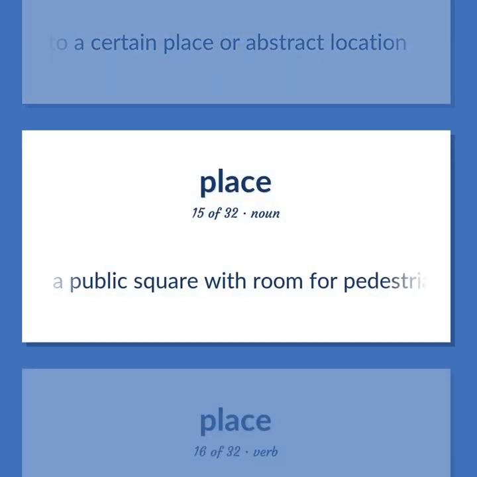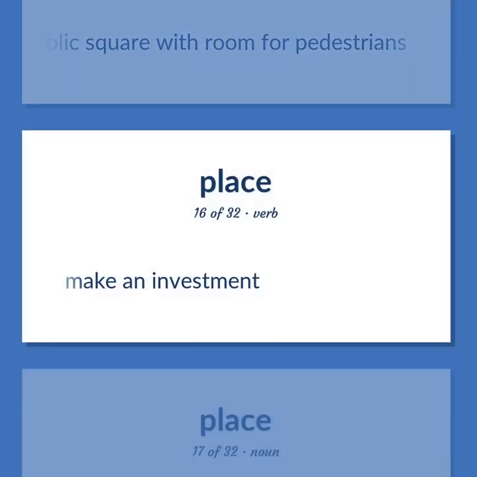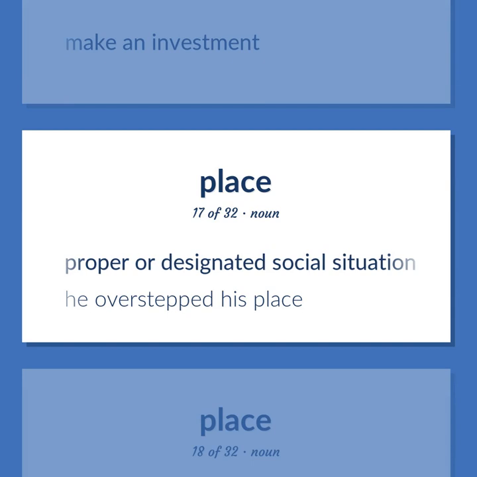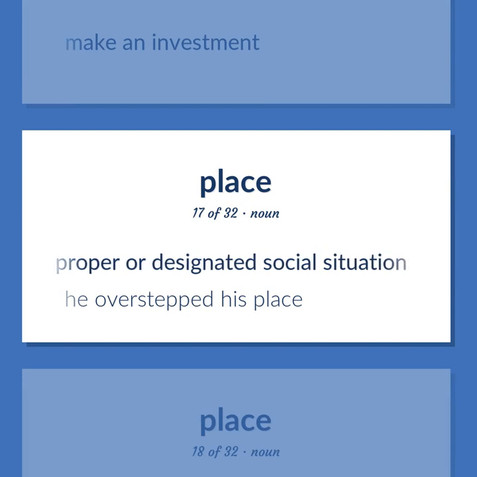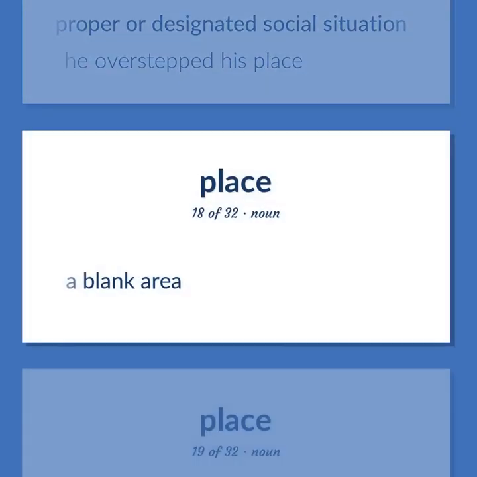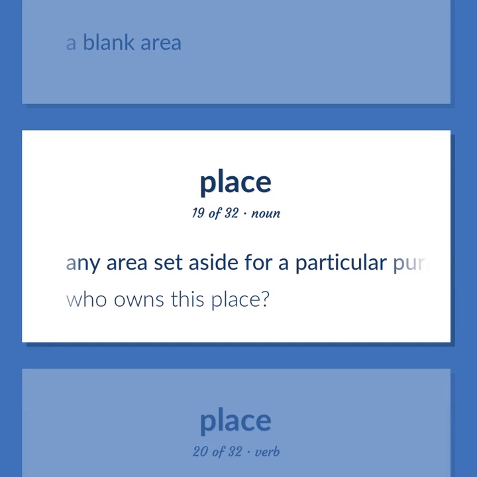A public square with room for pedestrians. Make an investment. Proper or designated social situation. He overstepped his place. A blank area. Any area set aside for a particular purpose. Who owns this place?